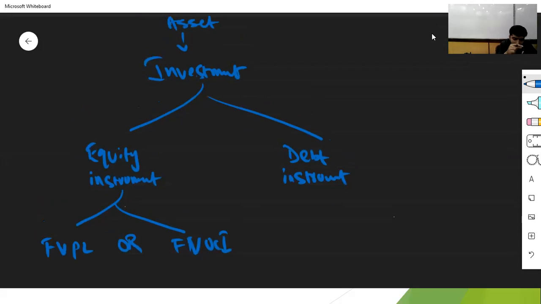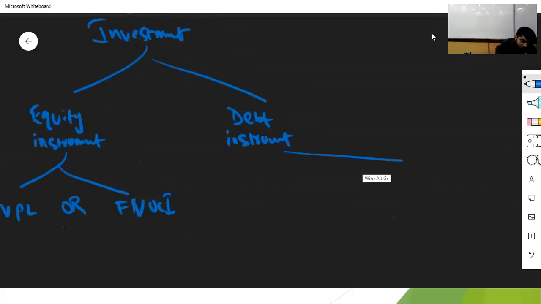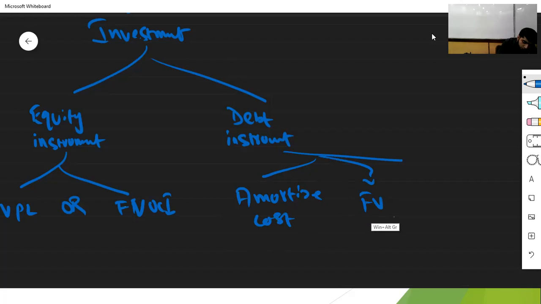Once you are having an investment in a debt instrument, you will have three different options. You may recognize that investment in one of three different ways. Number one, amortized cost. Number two, fair value through OCI. And third is fair value through P&L. It means if you are making an investment in the debt instrument of another company, you will have three options, and you may recognize your investment through any one of them. How to account for the investment under these three options, we will learn in this session, inshallah.